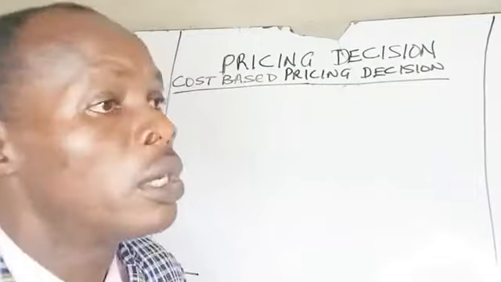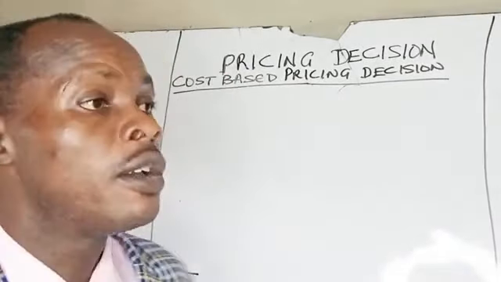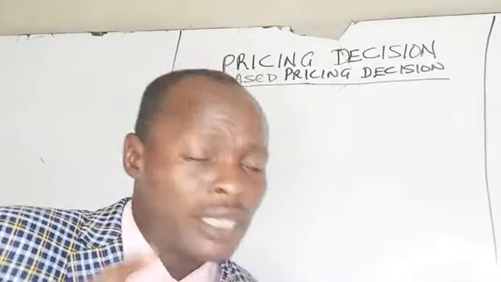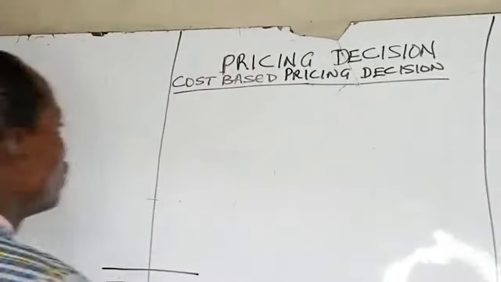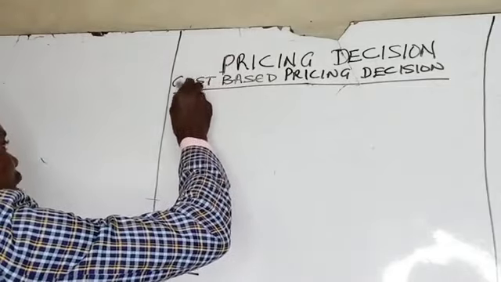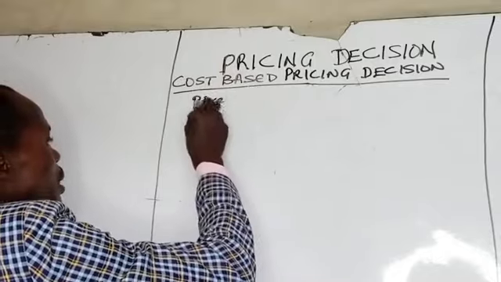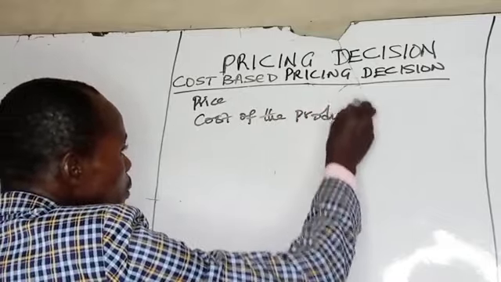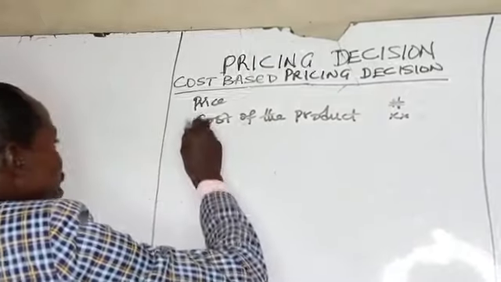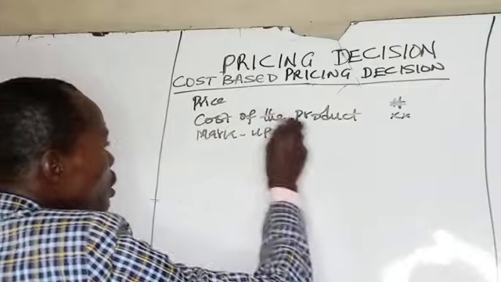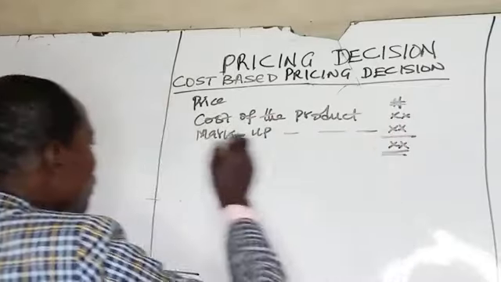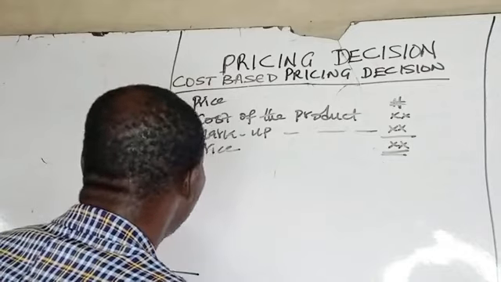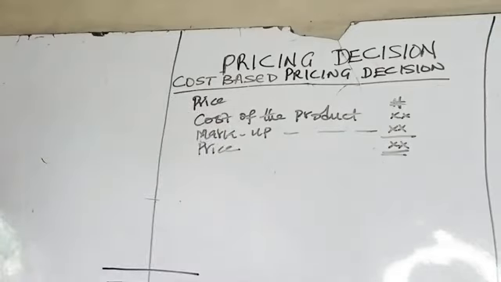Cost-based pricing decision. Under this method, the cost of the product forms the basis for setting its price. The cost of the product serves as the basis for setting the price of that product. So that means if you want to set the price of the product, price will be cost of the product plus percentage markup. You add markup to the cost. So this will give you the price of the product. Then the price of the product on the basis of cost-based method will be categorized into two.